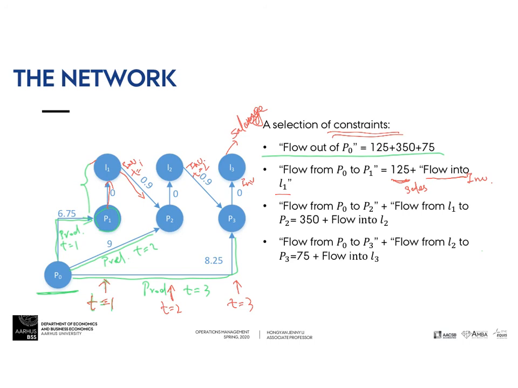And again, next from P0 to P2, this is a flow in plus the flow from the previous inventory, like L(t-1). So this is the inventory from the previous period, and this is the production in the current period. It equals the demand plus the inventory in the current period.